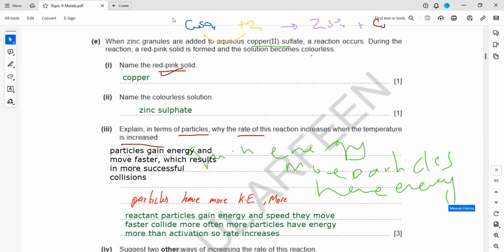So particles gain energy, they move faster, that is fine, more successful collisions, but there's another point which you should always refer to whenever you increase the temperature: there will be a greater proportion of the particles which have energy more than the activation energy. So more particles have energy more than activation energy, so the rate will increase.